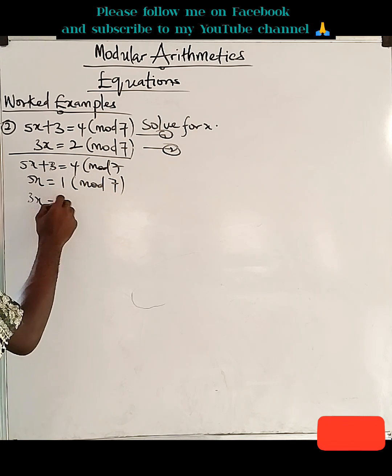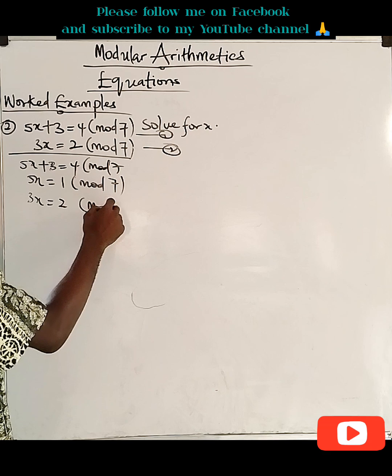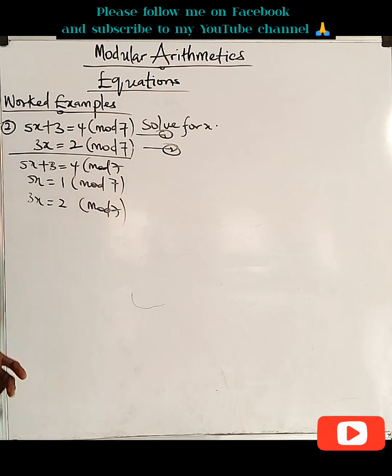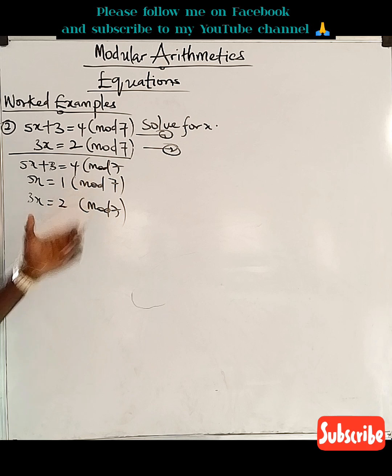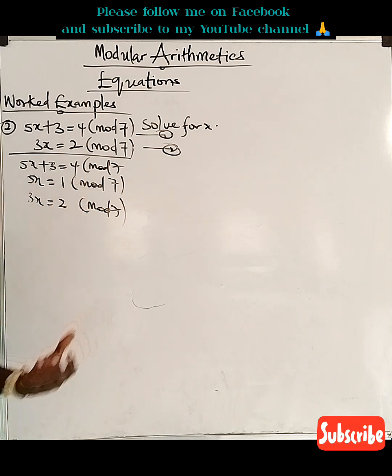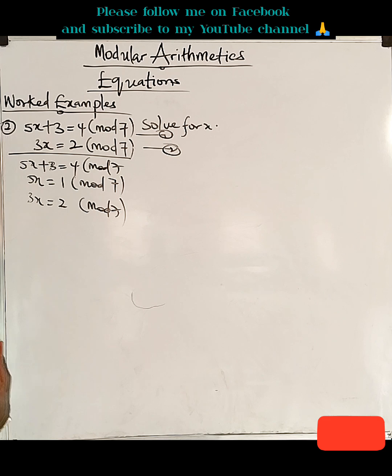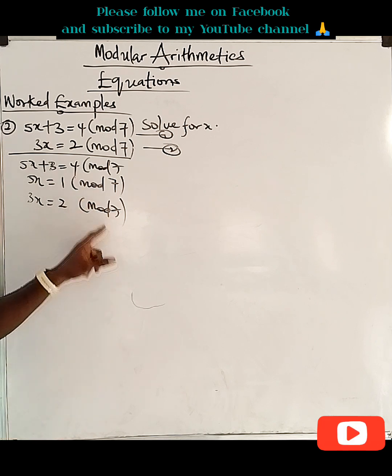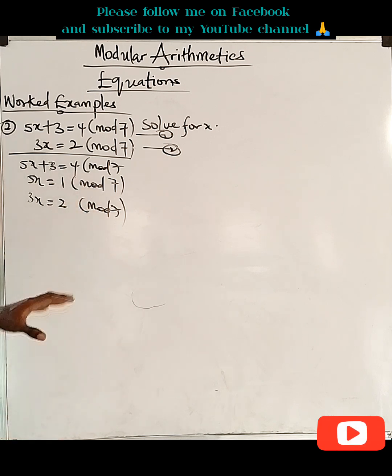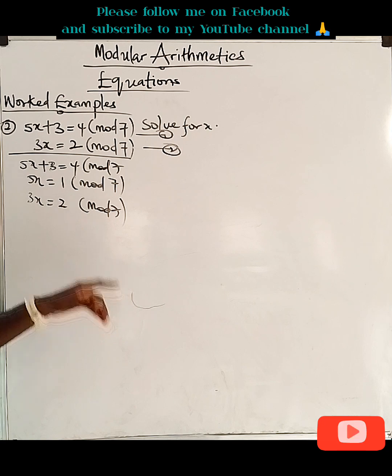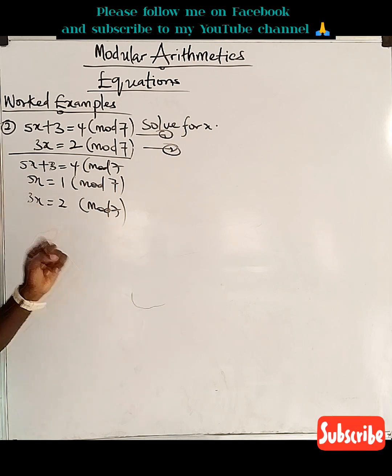Then 3x equals 2 in modulo 7. Now this is very, very simple. Since we're talking about the same modulo operations, what you just have to do is create a multiplication table using the modulo given to you. But for the fact that we have the same modulo operation, we're going to be using just one multiplication table, which is 7.